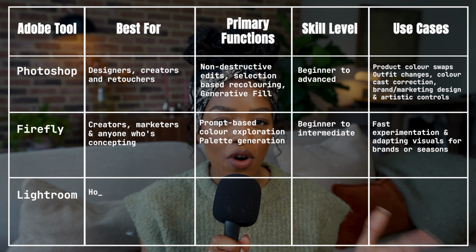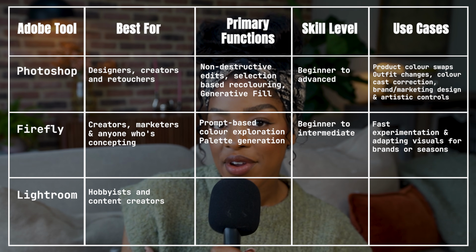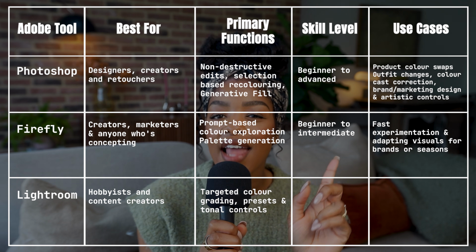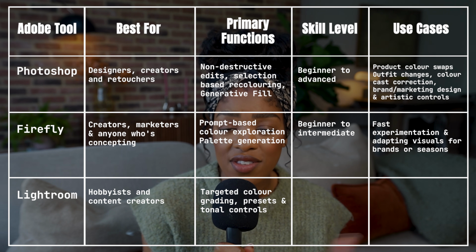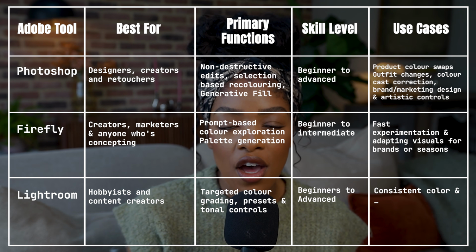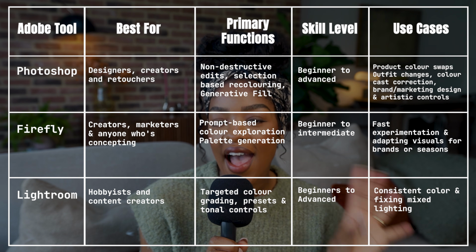This tool is best used for hobbyists and content creators. Its primary functions include targeted color grading, presets, and tonal controls. Now, Lightroom's skill level is actually quite broad. It's really for beginner all the way up to advanced. And use cases include consistent color across a lot of assets or images and fixing mixed lighting. Got it? Good. Let's do a deep dive into the first tool, Photoshop.